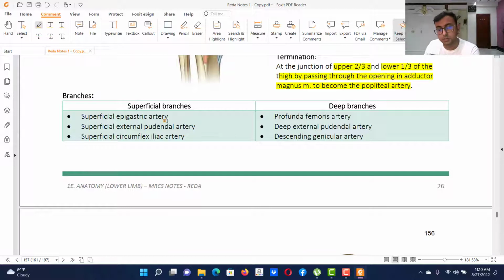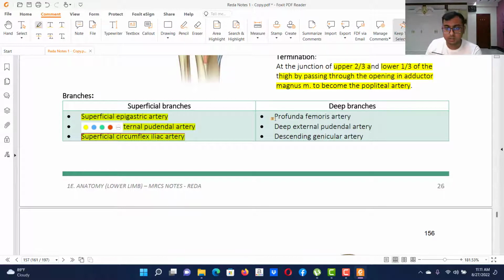Three are superficial and three are deep branches, which is also important in the FCPS exam. In January 2021 there was a question: the inferior epigastric artery is a branch of which artery? That is the external iliac artery. The superficial branches are the superficial epigastric, superficial external pudendal, and superficial circumflex iliac arteries. These three arteries derive from the superficial branch of the femoral artery.